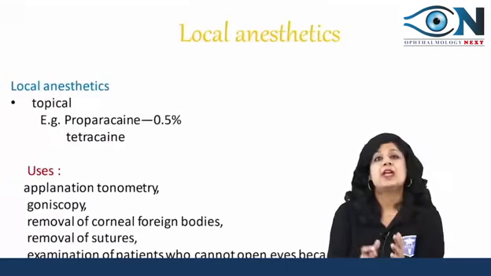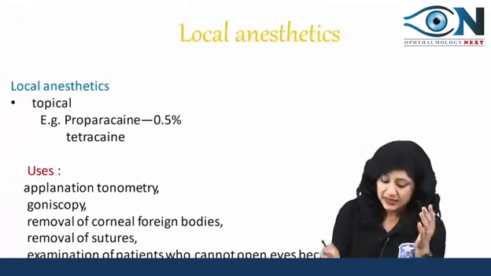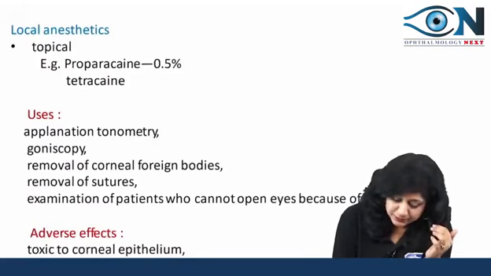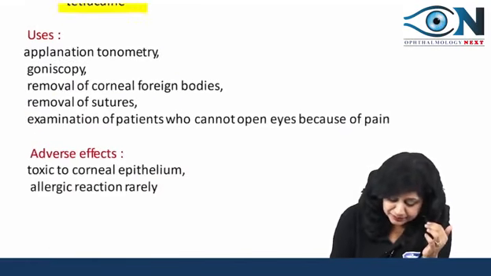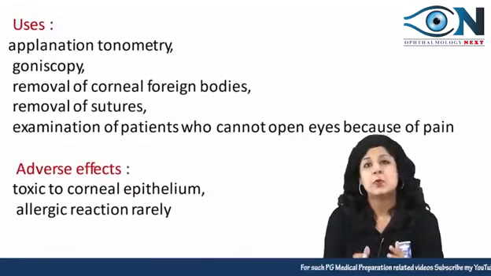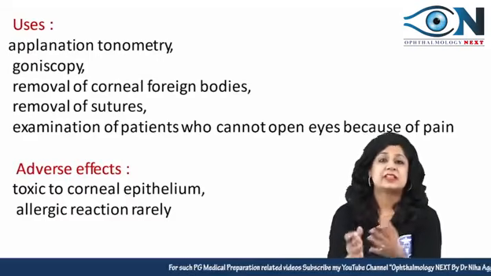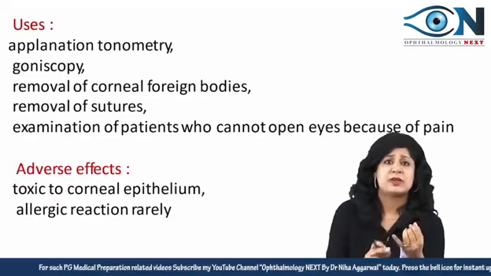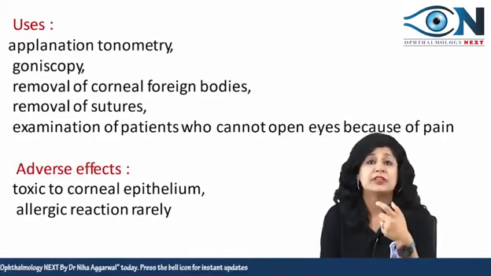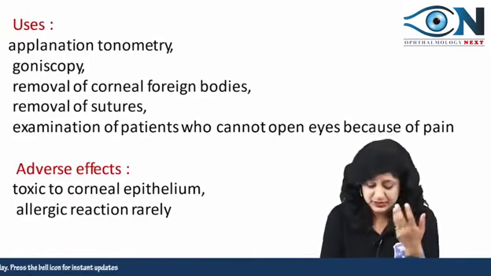Now coming up to the anesthetics. First we take the local anesthetics. We are using topical drugs, like proparacaine and tetracaine, and there are a lot of uses. I think you have already learned many procedures where we are using these anesthetics, like applanation tonometry, gonioscopy, when you want to remove foreign bodies, or when you want to remove sutures.